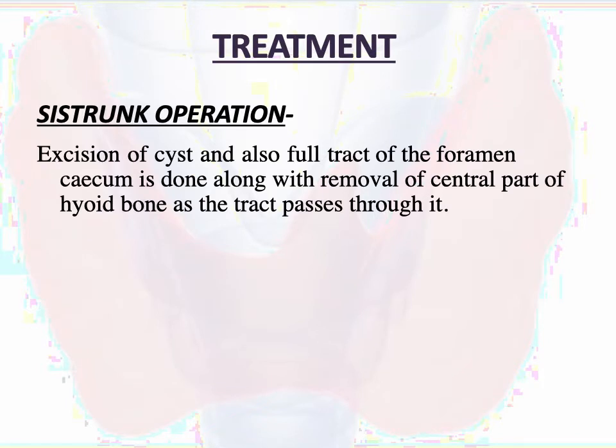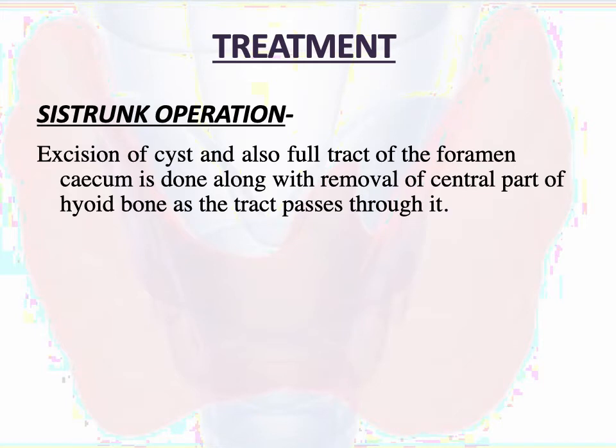At this level, I shouldn't mention it, but just to know, because it's very common, and they might ask you in the final year: X-ray of the cyst and full track of the foramen cecum is done, along with the removal of the central part of the hyoid bone. This is very important. They ask you which bone will you remove. So you will say, because of the attachment there, the central part of the hyoid bone, you have to remove as the track passes through it. Okay.